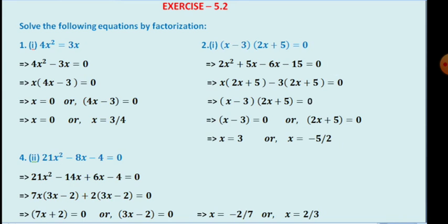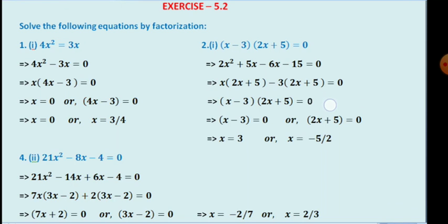So here the equation has 4 terms, so we can pair them up. Pairing the first two terms, we can take x common, so we'll have 2x plus 5 in the bracket. And from the third and fourth term, we can take minus 3 common, so we'll have 2x plus 5 in the bracket, that is equal to 0.